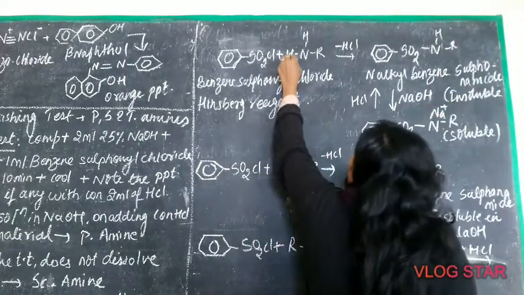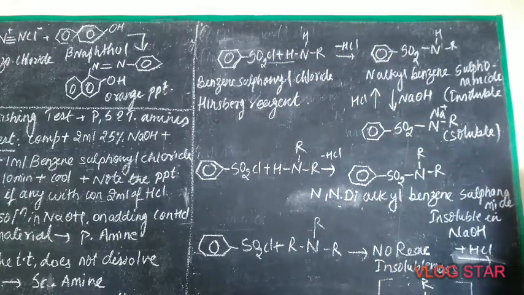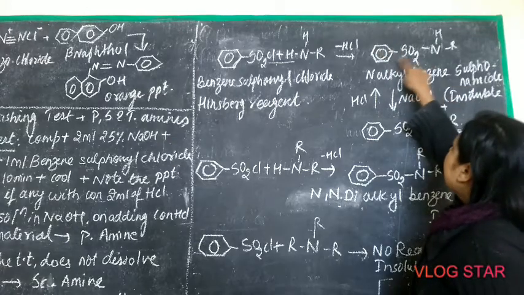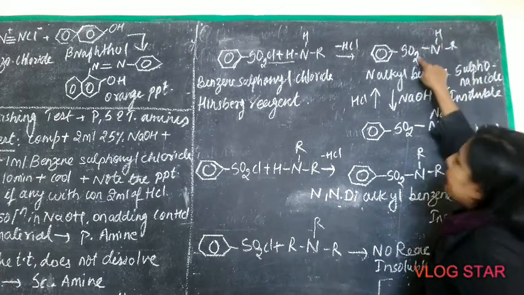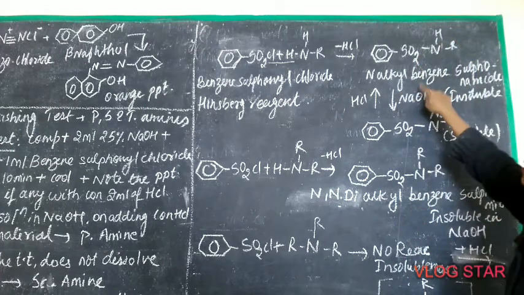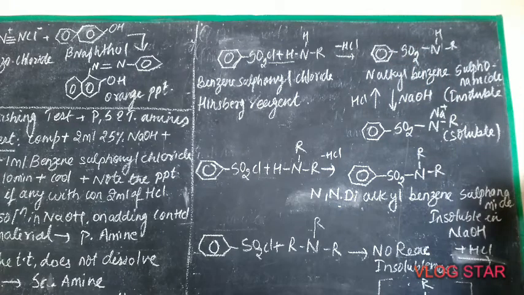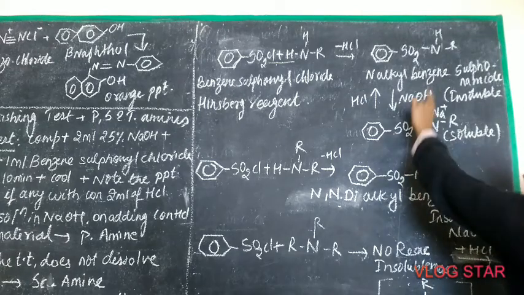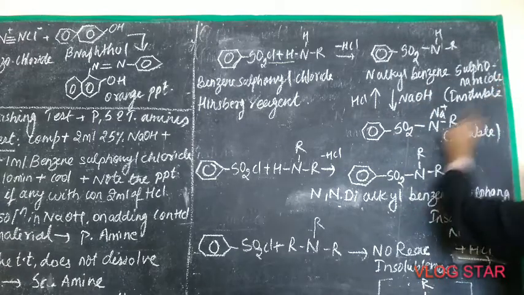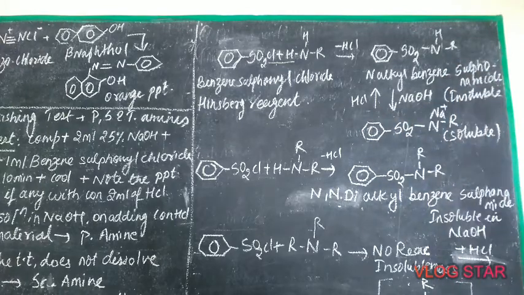HCl is removed here. The reaction takes place here. HCl is removed, minus HCl, and sulfonamide is formed. This is the benzene ring, with SO2 as it is, and only this NHR gets attached to it. This is N-alkyl benzene sulfonamide. This N-alkyl benzene sulfonamide is soluble in NaOH and insoluble in HCl.